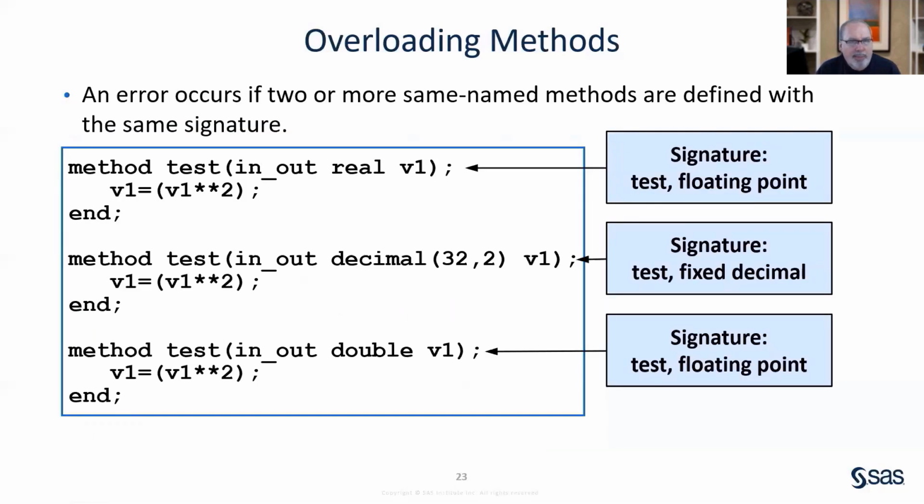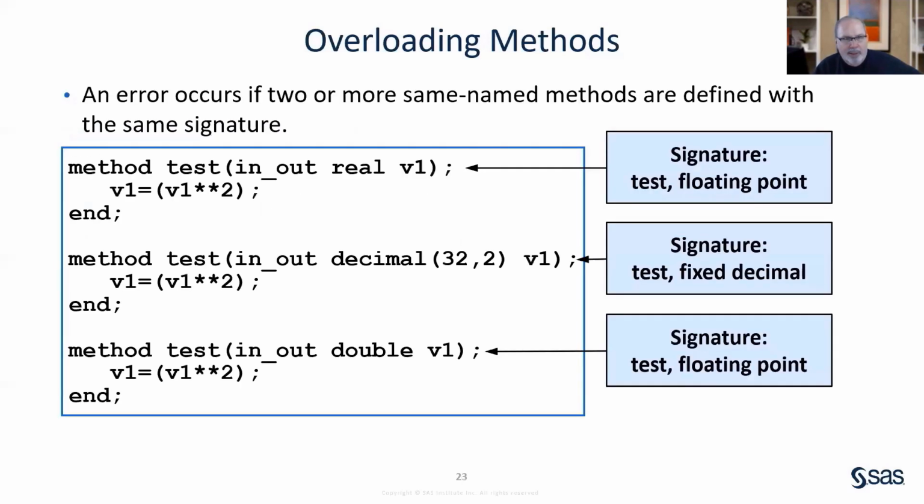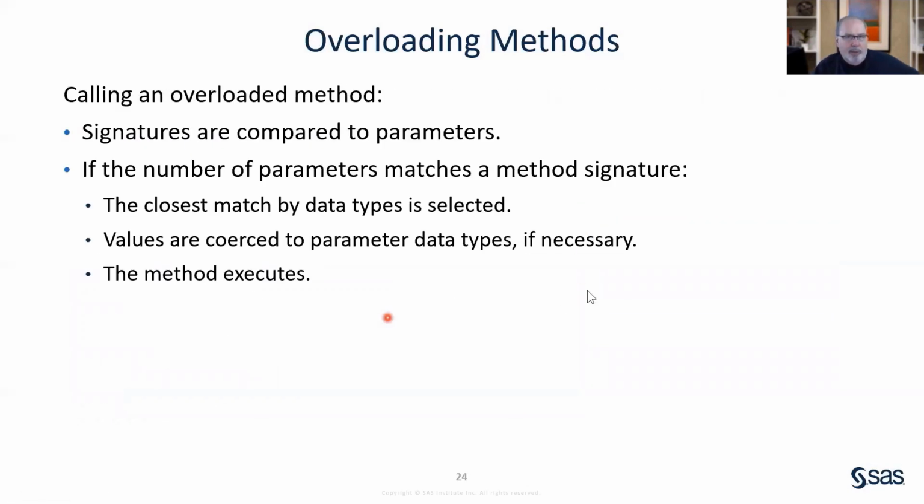If you get two or more same name methods with the same signature, we get an ambiguous method definition, and that'll throw an error when we try to call the method. When we call an overloaded method, the first thing that happens is the signatures are compared to the number of parameters in each method that has the same name. And if there is no match by number, say we had test with one real, test with two reals, and then we called test with three reals, there's no definition that has three in it.